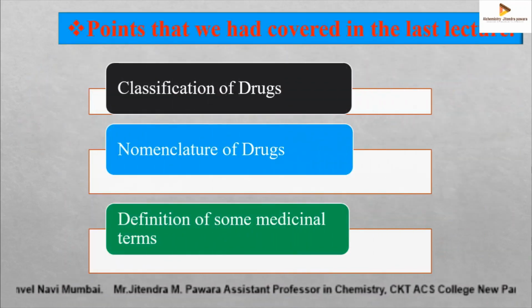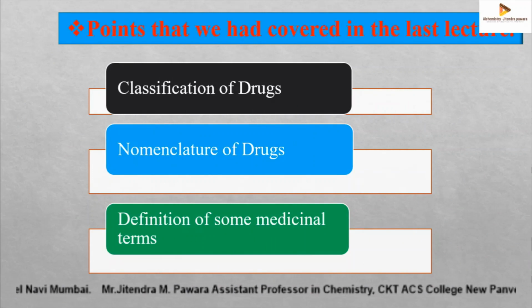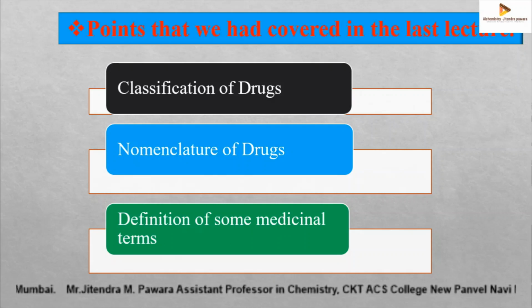So these are the points that we had covered in the last lecture, that is classification of drug. You know that the drug has been classified into four broad types depending upon its therapeutic action. So the first class is functional or pharmacodynamic agent, second one chemotherapeutic agent, third one vitamins, and last one is hormones.